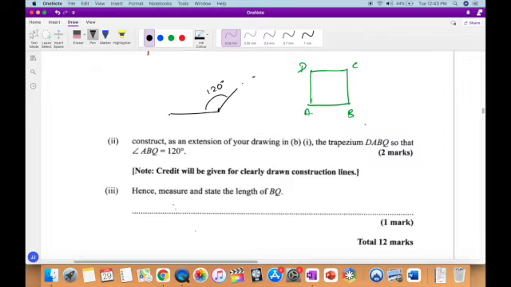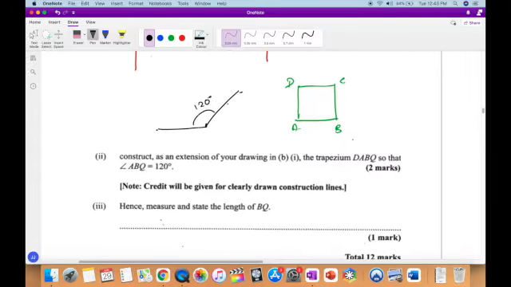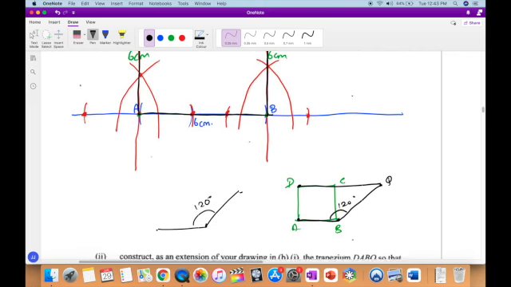A, B, Q. Right? And then we'll D. So in that trapezium, I'll have A to B to Q, and then to D, and that will be the trapezium there, where this is 120 degrees. So let's go, and from the point P we have to construct 120 degrees.